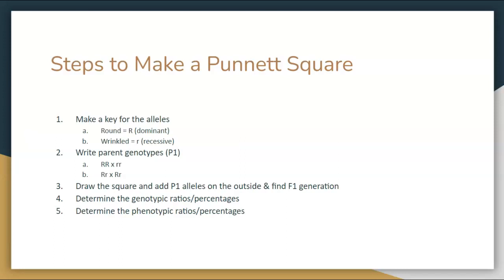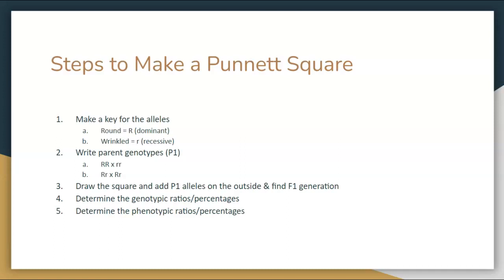Step 2 is to write down the parent genotypes. This will typically be given to you in a word problem, so you're just writing it down so that you can reflect back on it. Then you draw the Punnett square, you add the P1 alleles on the outside, and you find the F1 generation. And then steps 4 and 5 are just determining the ratios, genotypically and phenotypically, of the F1 generation.